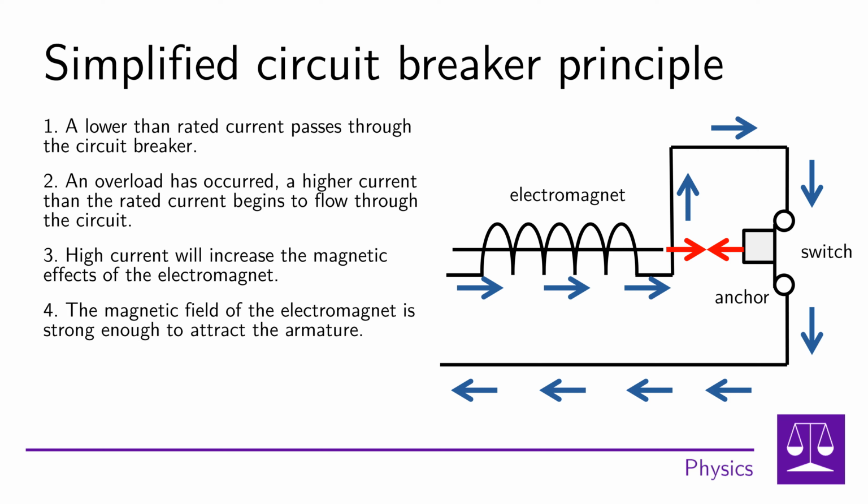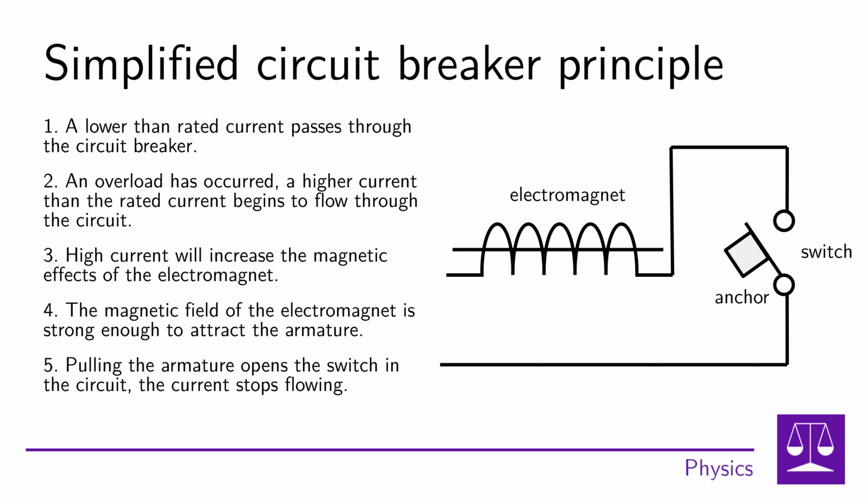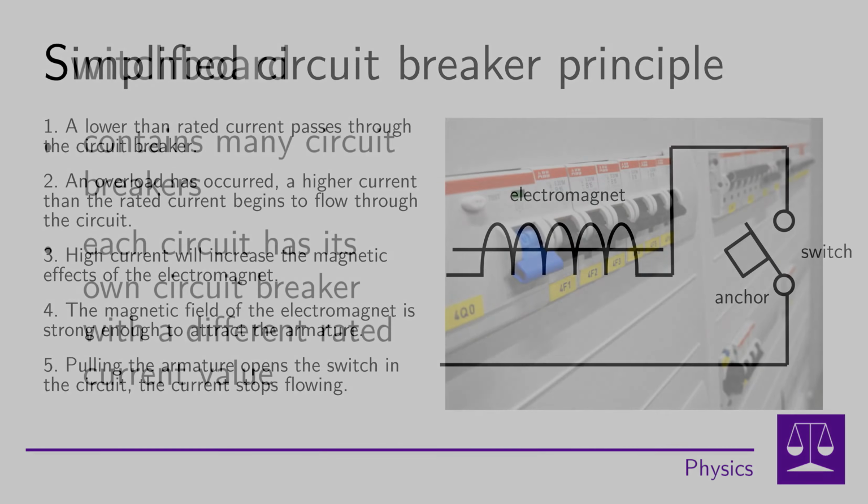The electromagnet is therefore positioned so that when the rated current starts to flow through the circuit, it is already strong enough to pull the armature towards it. Pulling the armature opens a switch in the circuit and current stops passing through the circuit and circuit breaker. If the cause of the overload in the circuit is removed, the switch can be switched to the closed position and the circuit breaker can be operated again.